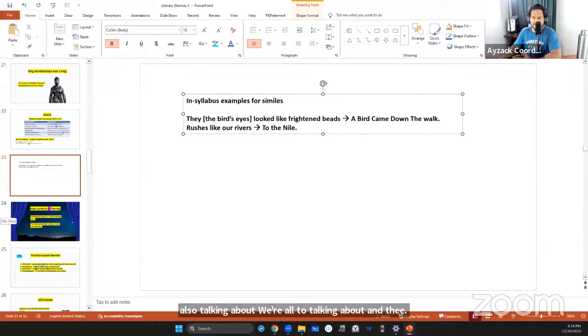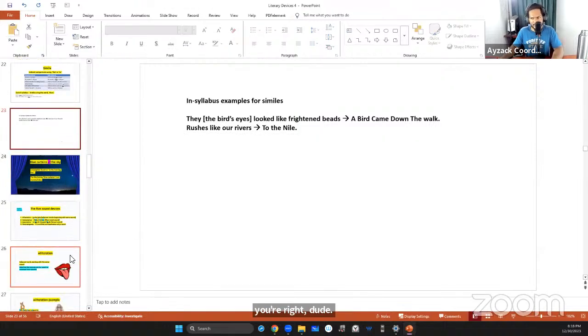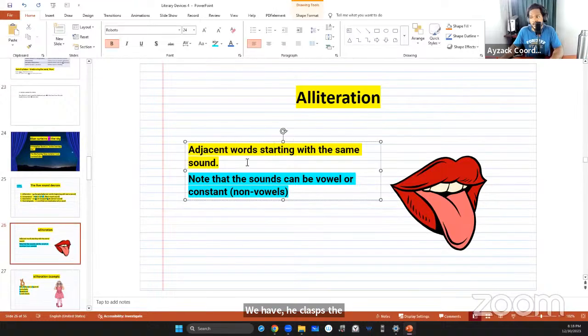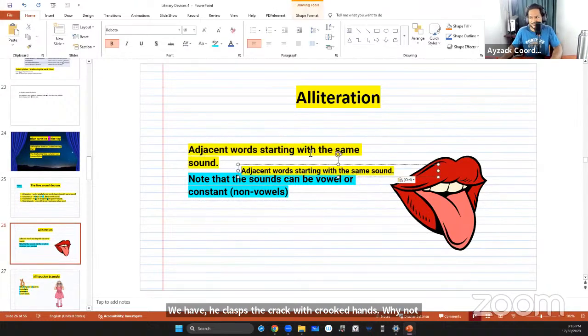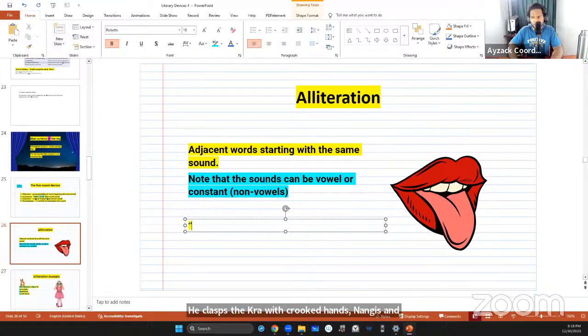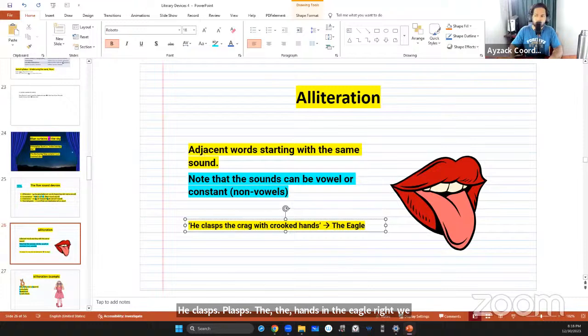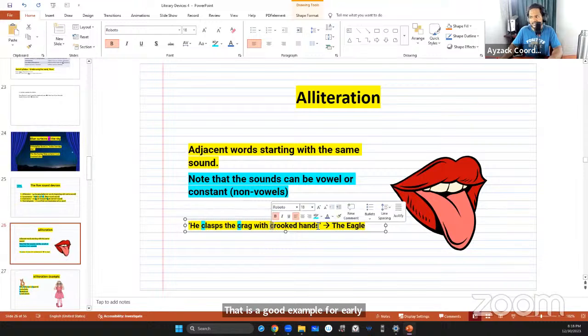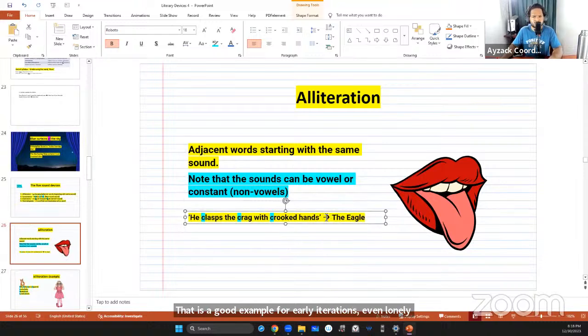what alliteration is. Absolutely, Rahmat, you're right. We have, "He clasps the crag with crooked hands." Why not? That's a good example of alliteration. Where have we seen this? We found "He clasps the crag with crooked hands" in The Eagle by Alfred Lord Tennyson. That is a good example of alliteration. Even Lonely Lands is another example of alliteration that we found in our syllabus.